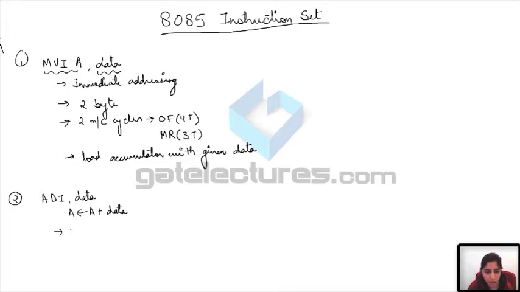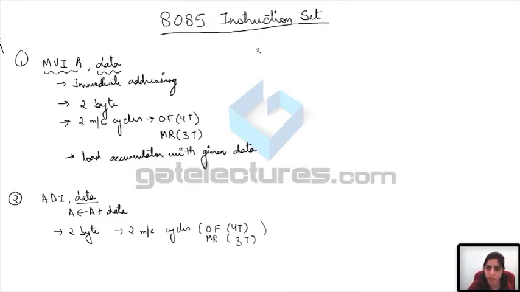This is also a 2-byte instruction, and to perform it we need 2 machine cycles: one opcode fetch, and then a memory read to get the data. So it takes 2 machine cycles and the size is 2 bytes. The operation is adding the given data to the accumulator, and the final result is stored in the accumulator itself.